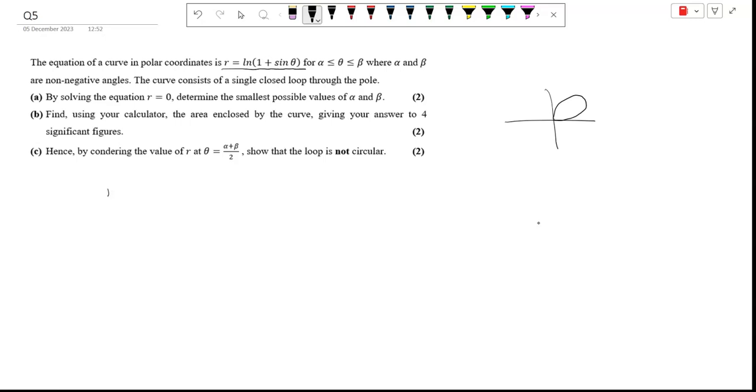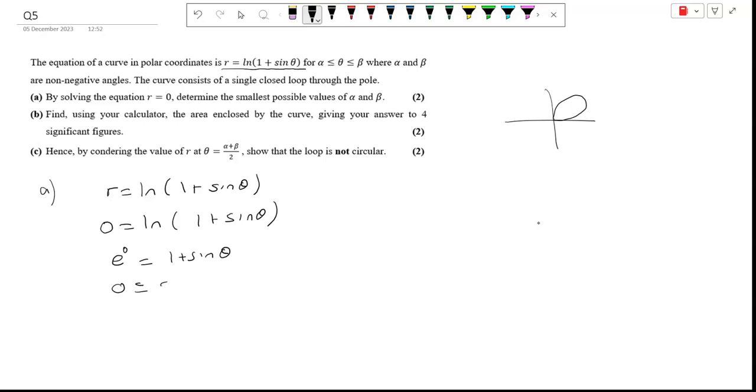So r is equal to ln(1 + sin θ), and we're solving the equation r = 0. So 0 = ln(1 + sin θ). Let's e that side. e to the 0 is 1, take away the 1, so you get sin θ = 0. And sin θ is 0 at 0 and π. So actually this diagram is not correct. It exists from 0 to π, so it's probably something like that.